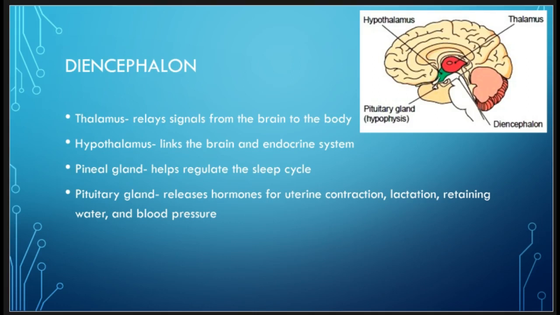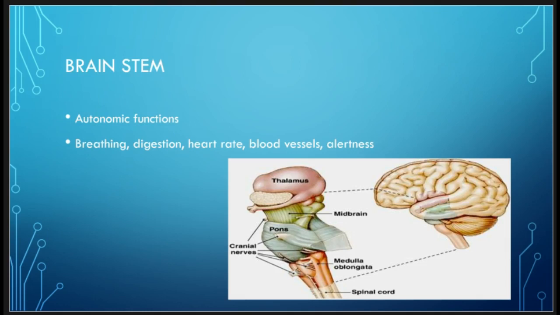And now we're going to move on down from the encephalon to the brainstem. The brainstem is involved in a number of autonomic functions such as breathing, digestion, heart rate, again, coordinating with those blood vessels, and also various parts of alertness. Think of this in contrast to the cerebrum as very base functions, keeping us running and keeping the body doing what it needs to do.